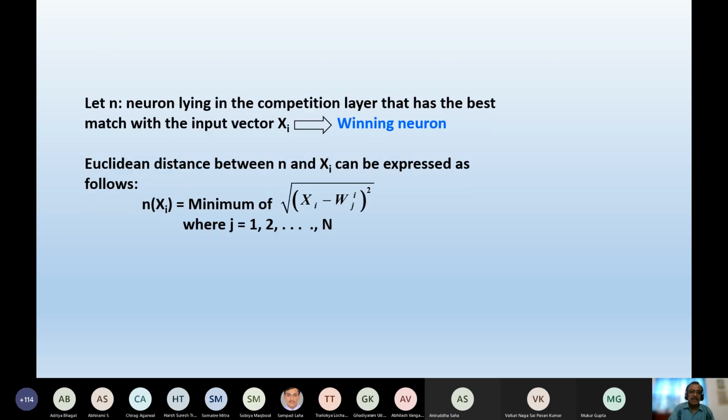So the distance between small n and xi: what is xi? The ith data point lying on the input layer. And n is what? That particular connecting weight corresponding to which the Euclidean distance is found to be the minimum. That means the closest connecting weight to the input data point, the ith data point. That is declared as the winner, the winning neuron or the winning connecting weight.